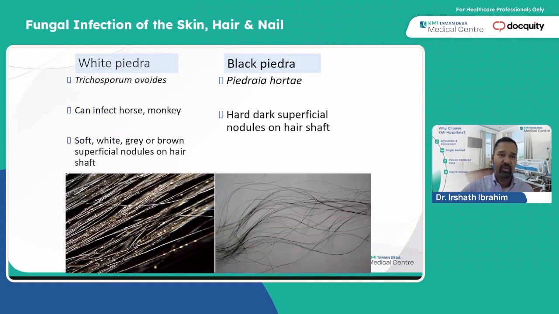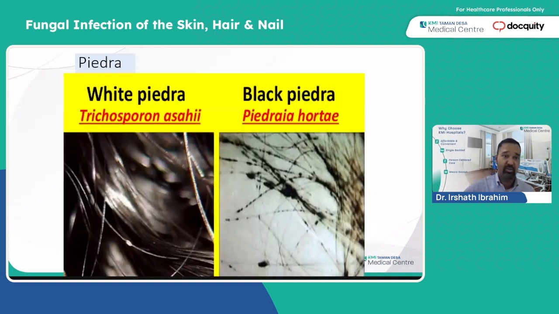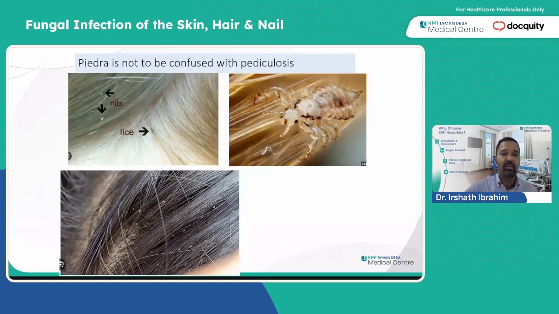White piedra can also infect animals. This is one of the species, and black piedra is caused by Piedraia hortae. This is a magnification of white and black piedra. It might give you an impression of head lice. So just to compare, this is head lice, pediculosis, with nits, and this is the head louse. So it's a different condition with a different treatment.